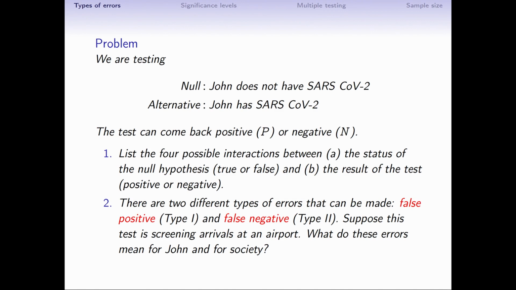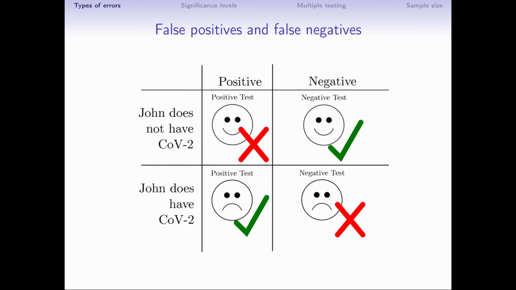So let's list the 4 possible interactions between the status of the null hypothesis, that's the presence or lack of presence of SARS-CoV-2 in John, and the result of the test. Is the test positive or negative? And we can arrange these results in a 2-way table. So in this table, the rows correspond to John's status. Does John not have CoV-2? That's row 1. Or does John have CoV-2?